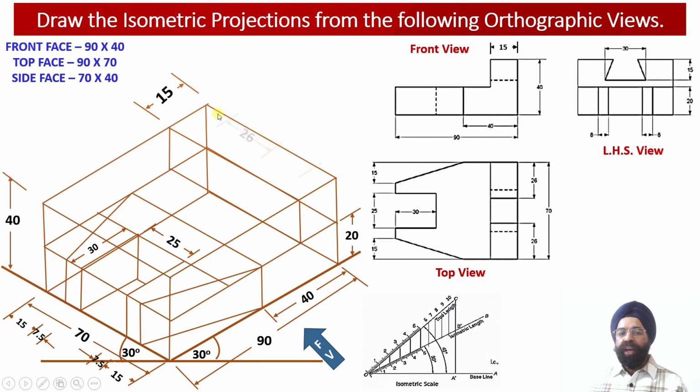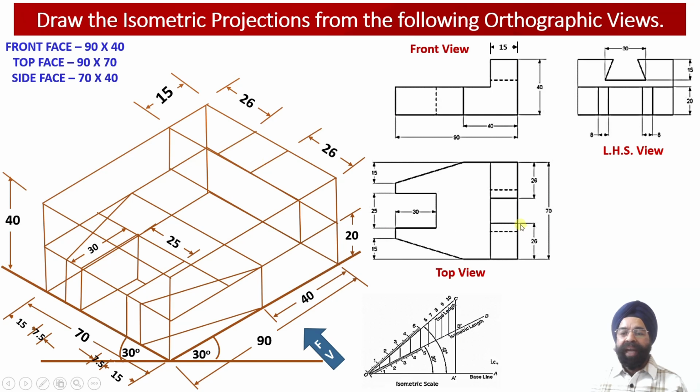So now we are going to plot the top portion of this particular angular slot into the isometric projection. From the rear face, this distance is 26. From the front face, this distance is also 26. Now we can draw two isometric projection lines over here which are going to represent this portion of the angular slot and this portion of the angular slot over here.